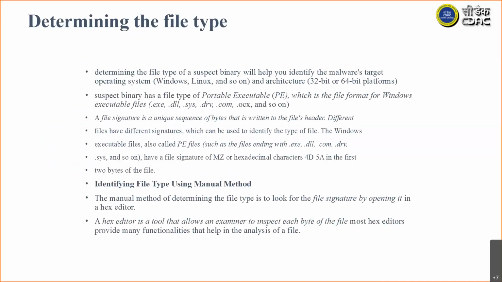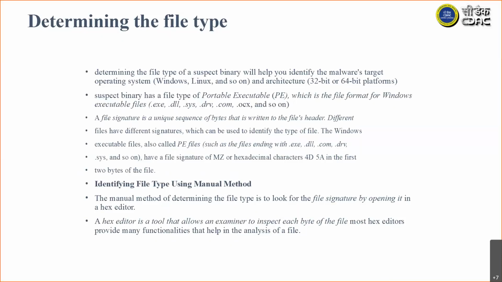The first task is determining the file type. Determining the file type of a suspect binary will help you identify the malware's target operating system, whether the malware targets Windows, Linux, or any other OS, and its architecture. That means whether it is attacking 32-bit or 64-bit platforms. A suspect binary file has a type of portable executable (PE), which is the file format for Windows executables, that is exe, DLL, sys, DRV, COM, OCX, and so on. A file signature is a unique sequence of bytes that is written to the file's header.